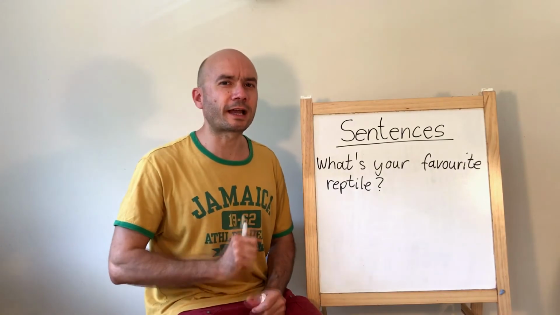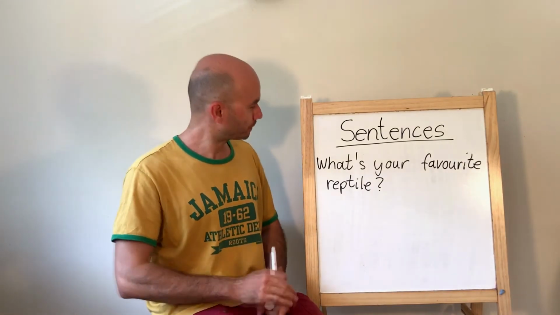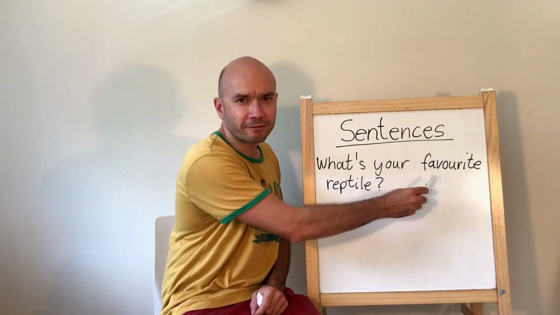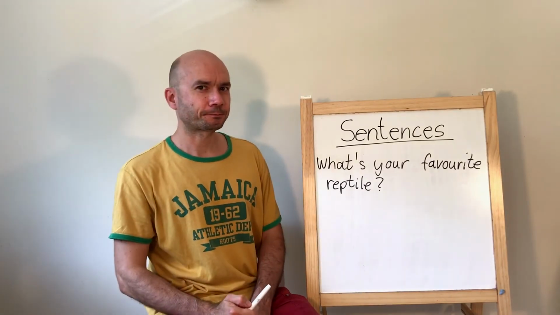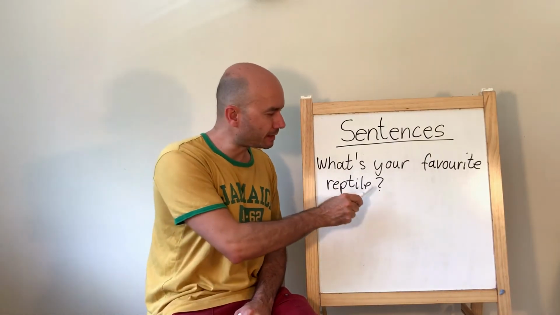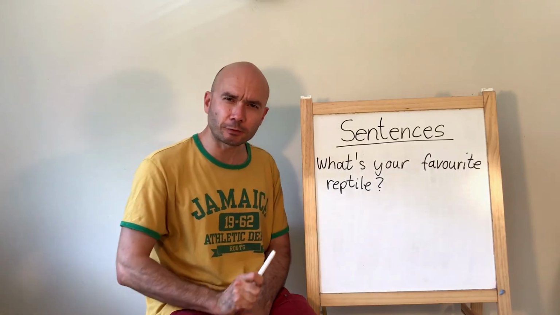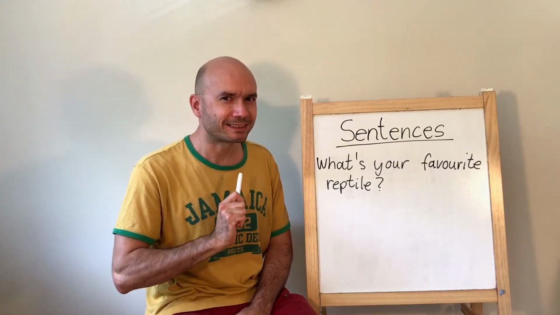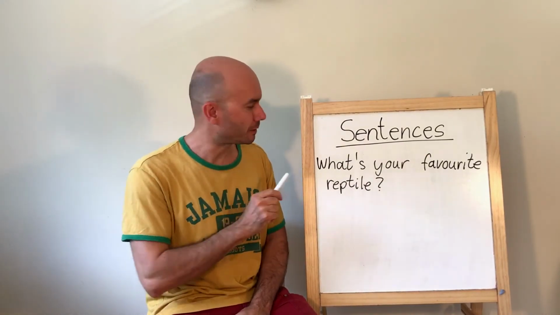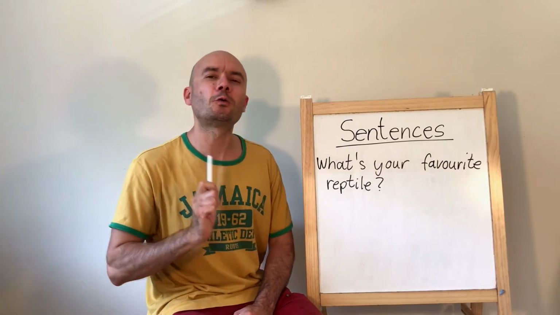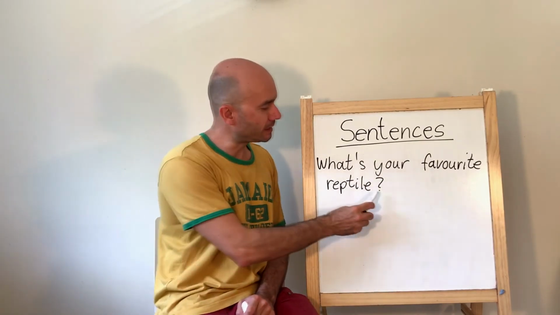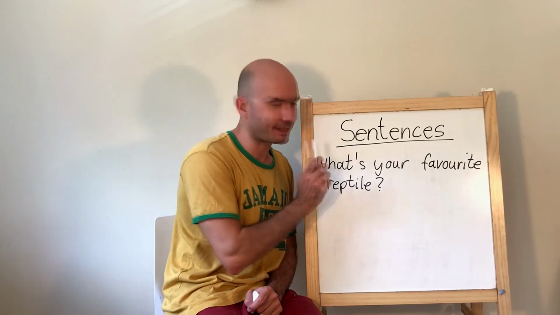Now, here's another kind of sentence with the word reptile. What's your favorite reptile? You might see something different at the end of the sentence. It's not a full stop. What is it? It's a question mark, because this is a question. So when you write a question, you need to use a question mark like this.